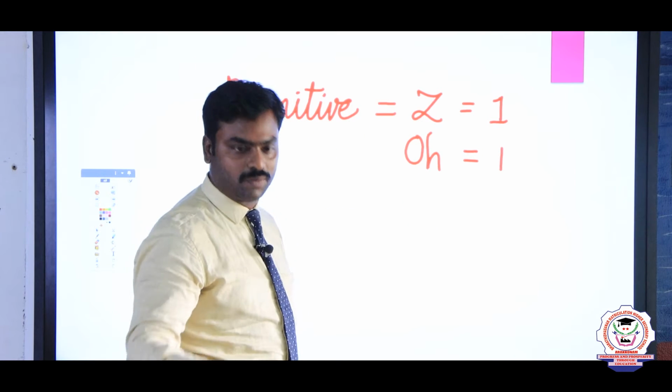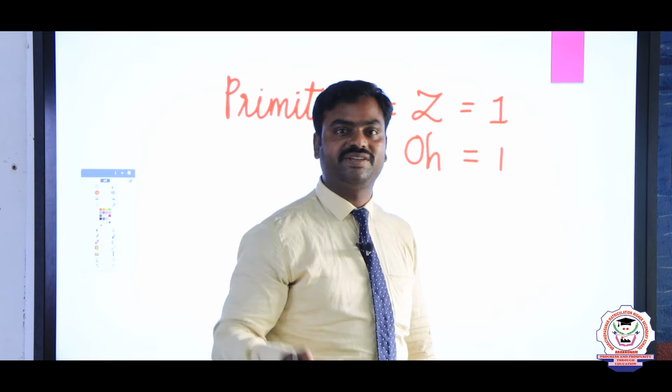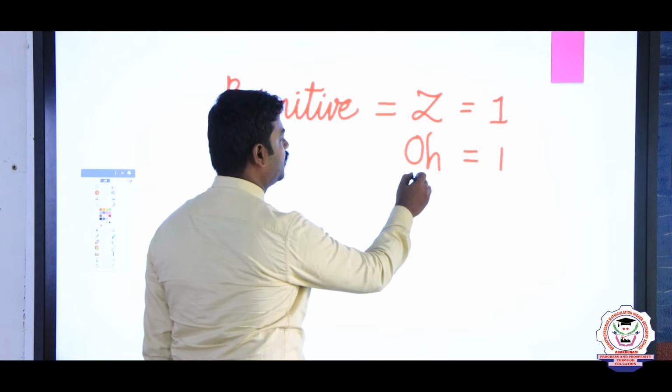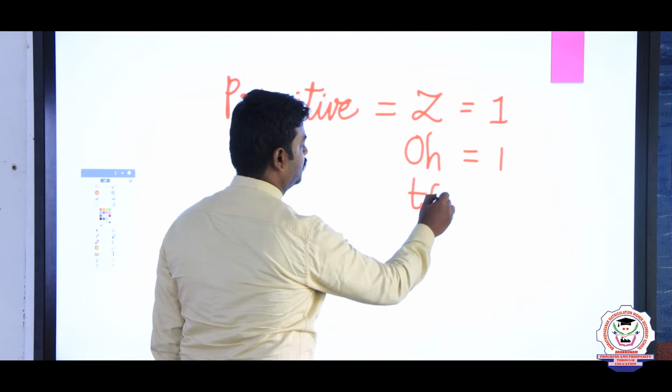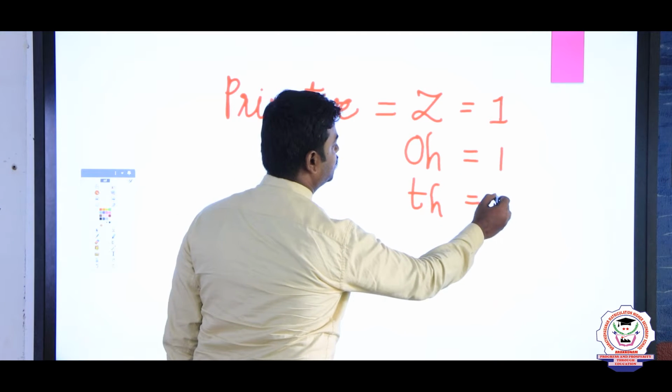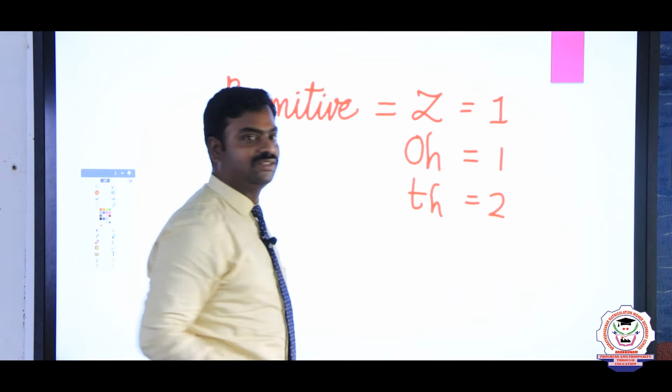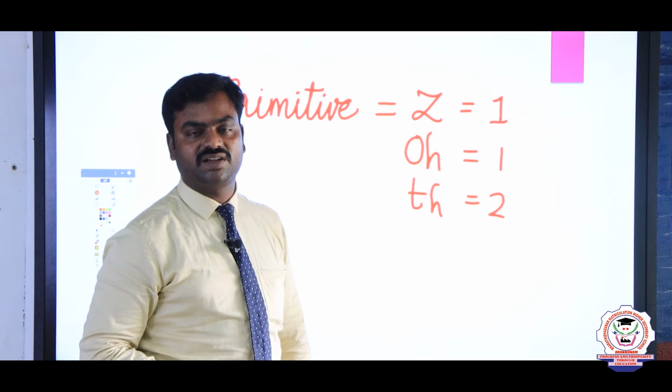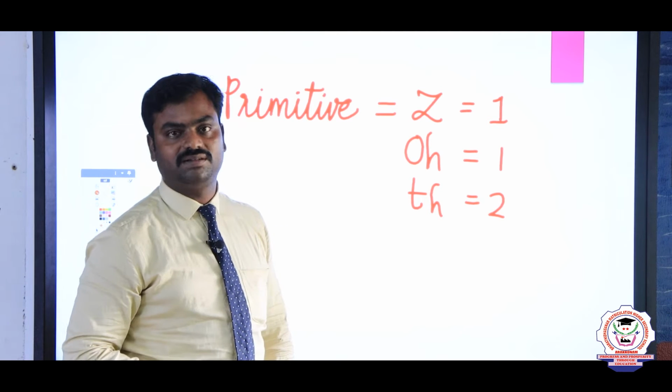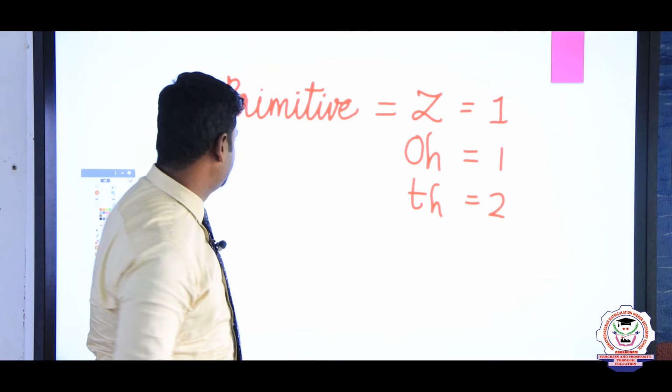What about tetrahedral voids? That is double the value of Z. So, number of tetrahedral voids is equal to 2. So, for simple cubic, number of octahedral voids is only 1, but number of tetrahedral voids is 2.